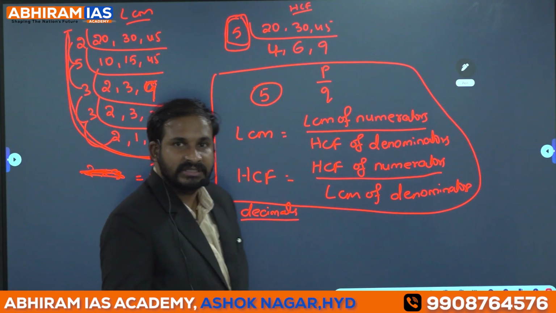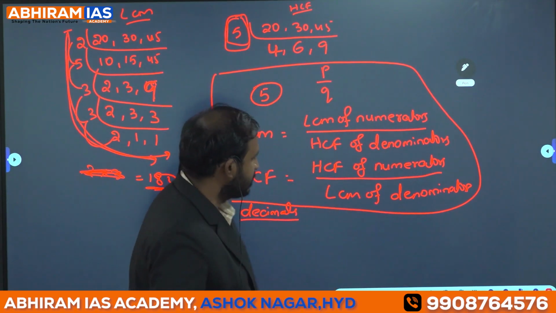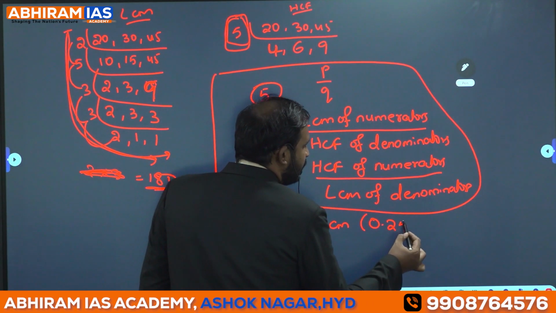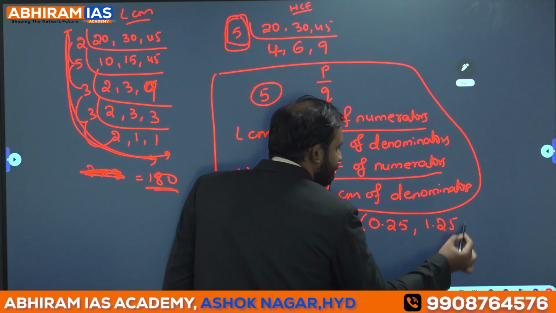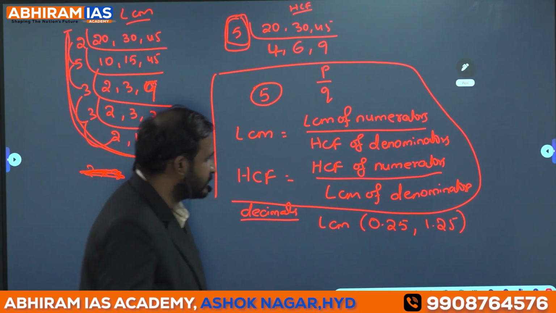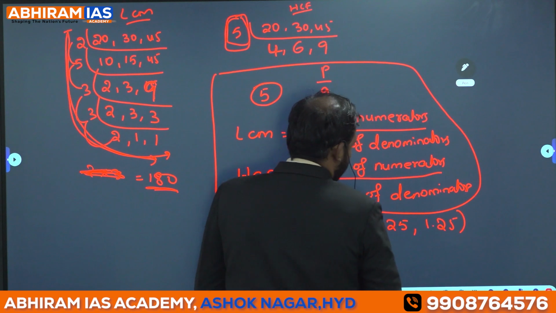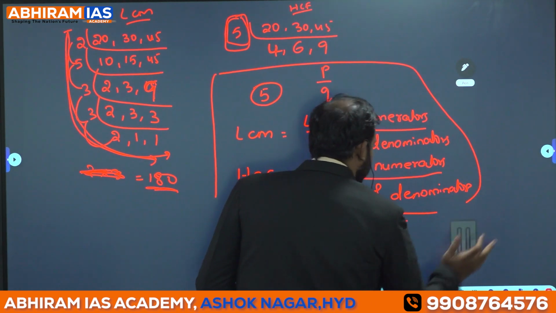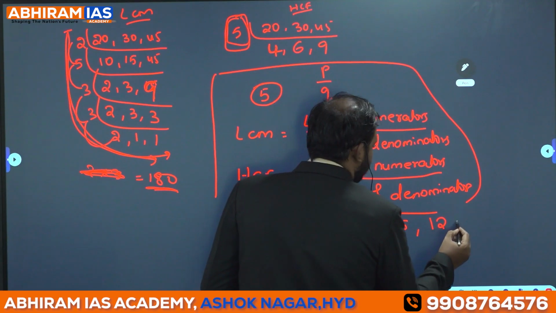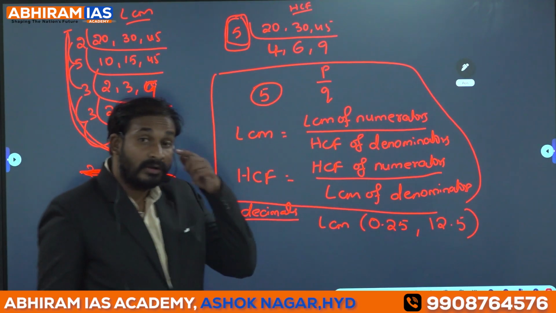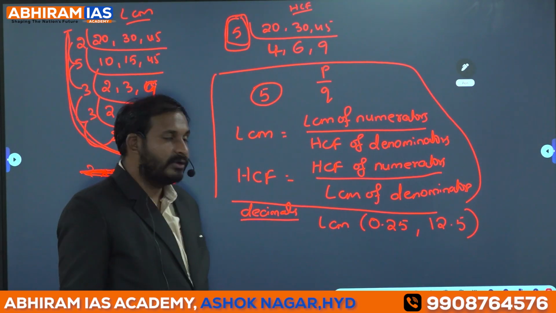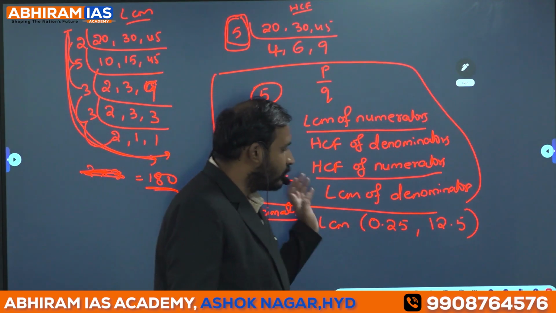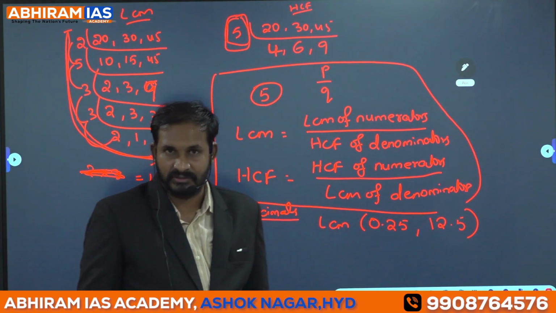Now, next, if the given question is of decimals, then how? For example, if I want to find the LCM of 0.25 and 1.25, or else take it as 12.5. For your better understanding, I'll take this as 12.5. If I want to find the LCM between 0.25 and 12.5, first of all what we need to do is to ignore, or first of all we should remove the decimals.